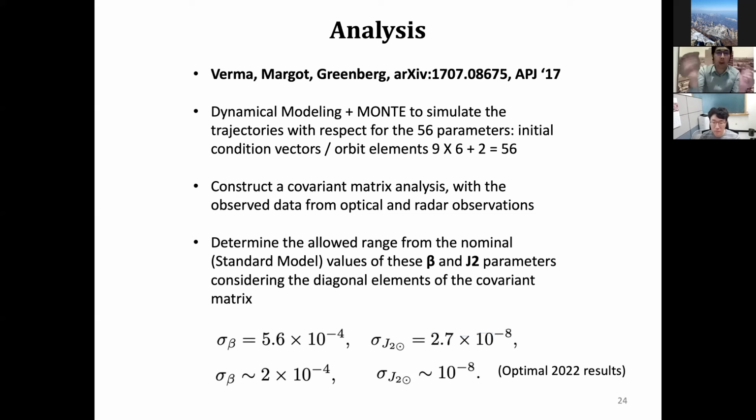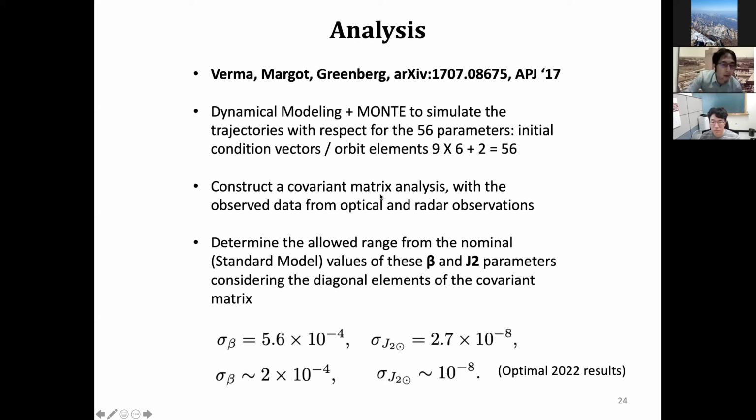We need to know if it will hit the Earth. So there's already a program to do that called Monte. They model the trajectory and fit 56 parameters. Of these, 54 are called orbital elements, meaning the things that quantify the orbits, and 2 of them are beta and J2. So they fit all this data.